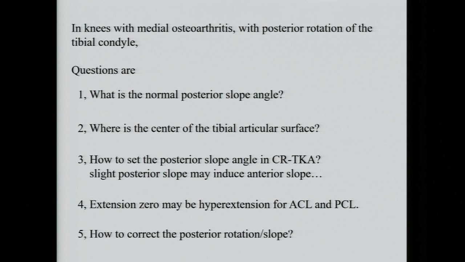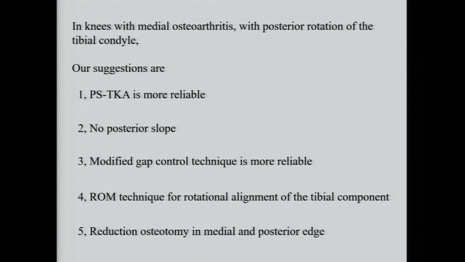So in medial OA with posterior rotation of the tibial condyles, our questions are: what is the normal posterior slope angle? Where is the center of the tibial articular surface? And how do we set the posterior slope angle in CRTKA? The full extension may be hyperextension for the cruciate ligament. And how do we correct the posterior rotation and slope?